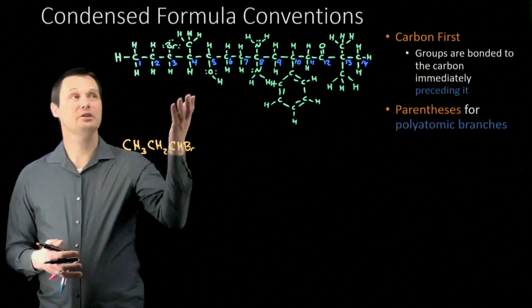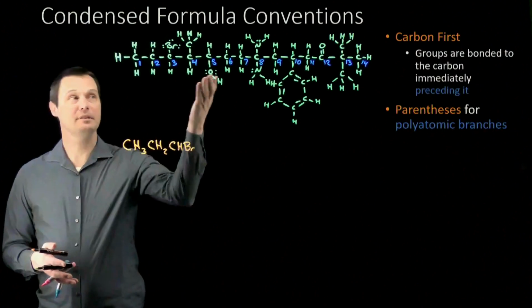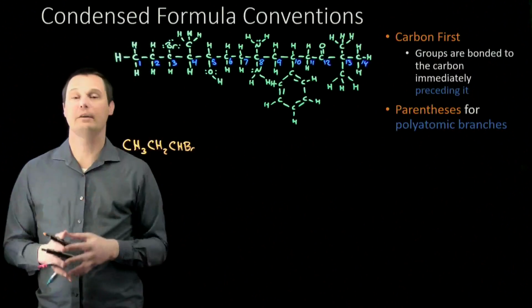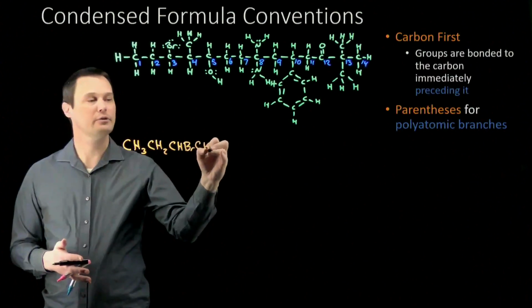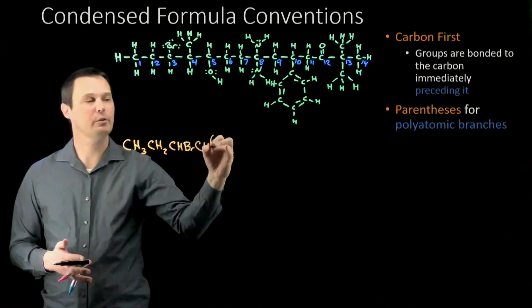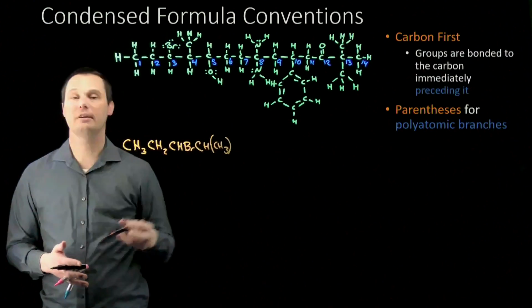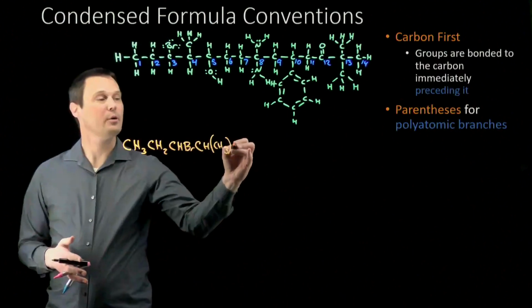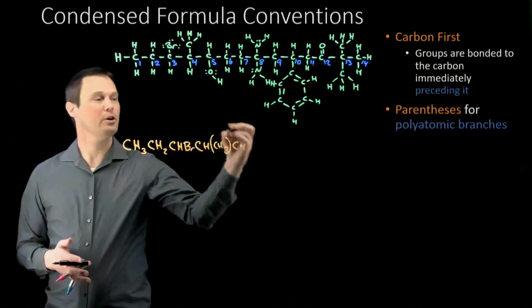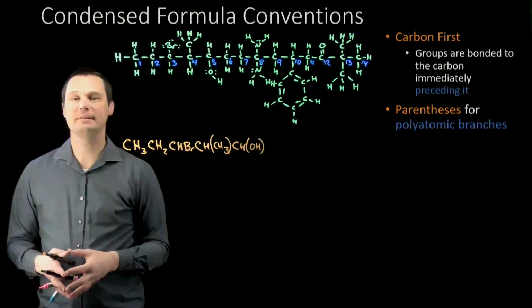The next convention tells us what to do when we have a polyatomic group bonded to the backbone. When we have a polyatomic substituent on the molecule, we bracket that entire group in parentheses. So with carbon 4, we would write the carbon for carbon 4, and then the hydrogen. And then for the CH3 group attached, we would put that CH3 group in parentheses. This entire CH3 group is bonded to the carbon immediately preceding it in the condensed formula. Similarly, for carbon number 5, we start with the carbon and the hydrogen bonded to it. The OH group goes in parentheses. That OH group is bonded to carbon 5, immediately preceding it in the condensed formula.